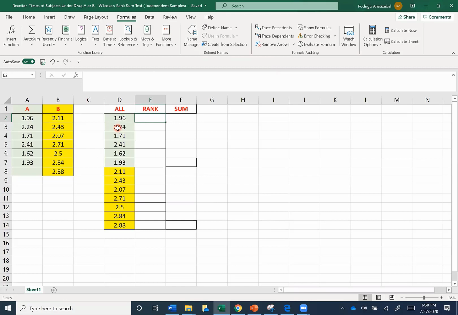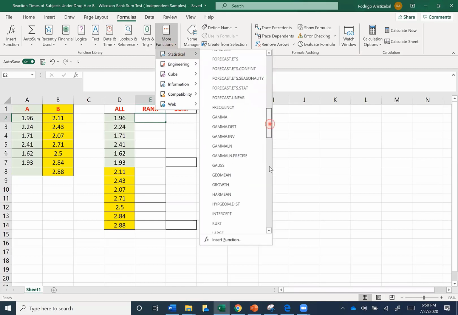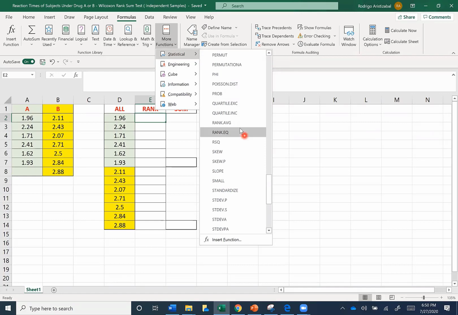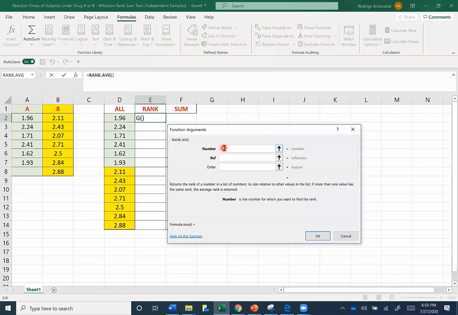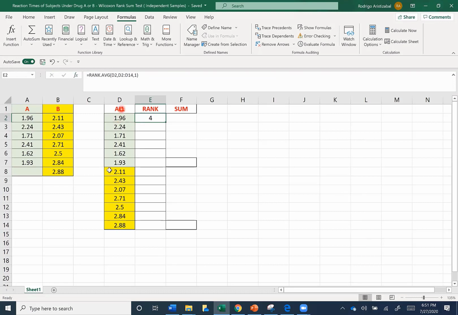Let's go to Formula, Statistical Formula, and Rank using average. Here we need to determine which value we need to assign the rank to, this value, from which set of data. The data is located from this point to this point. And in order, 0 means descending order and 1 means ascending order. Let's select 1, ascending order. If we order it, 1.96 will be located in position number 4.